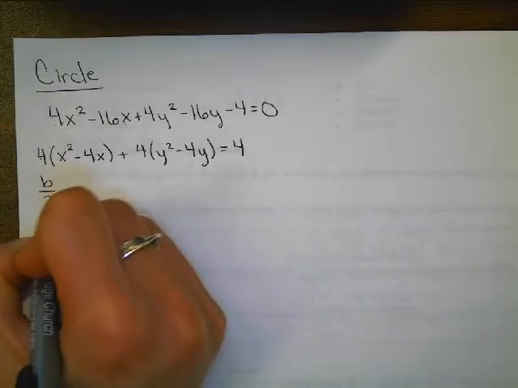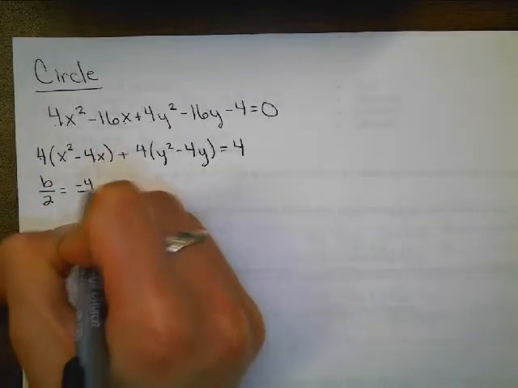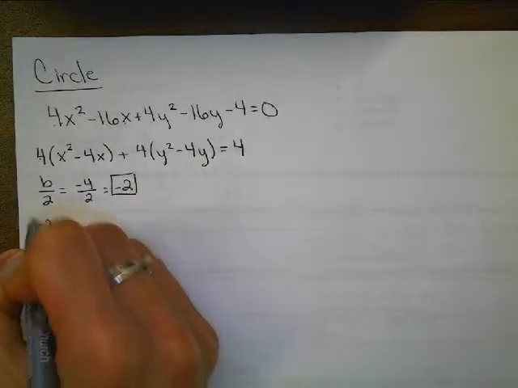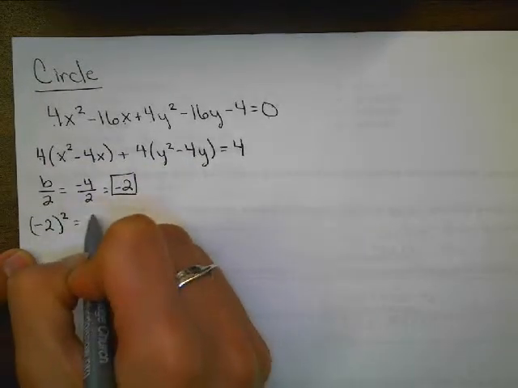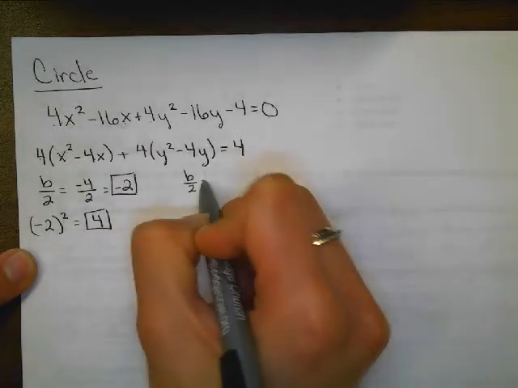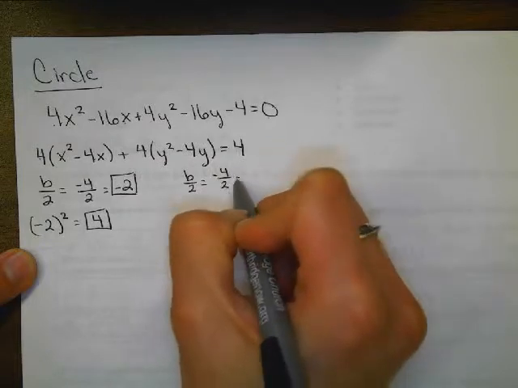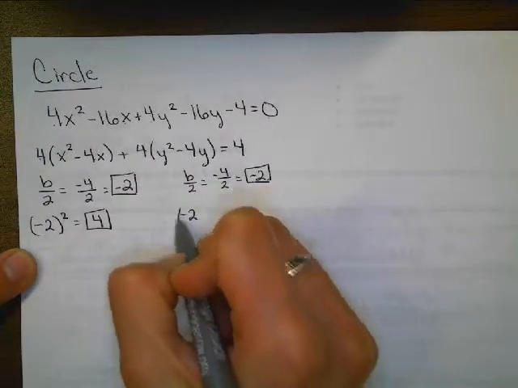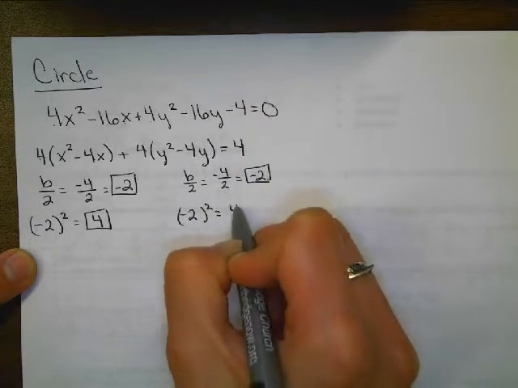Now I complete the square, so b over 2, that'll be negative 4 over 2, which is negative 2. Square that, I get 4. That's the x's, and then the y's turns out to be the same thing. If you keep doing the same thing, it's probably a circle.